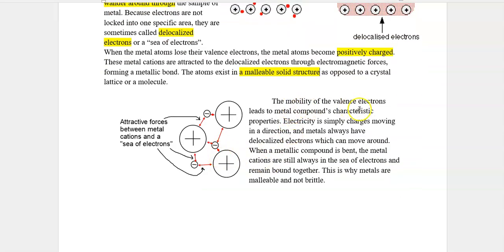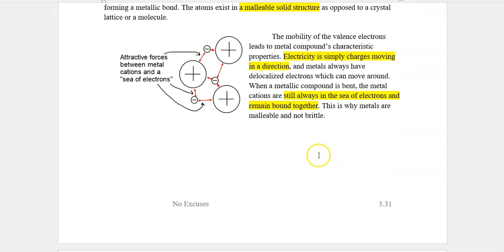The mobility of the valence electrons leads to metal compounds' characteristic properties. Electricity is simply charges moving in a direction, and metals always have delocalized electrons, which can move around. When a metallic compound is bent, the metal cations are still always in the sea of electrons and remain bound together. This is why metals are malleable and not brittle.